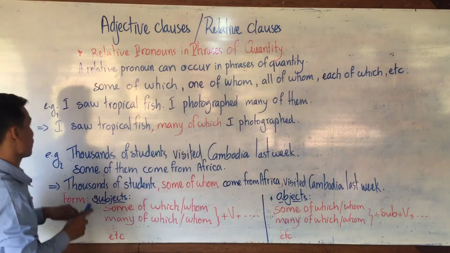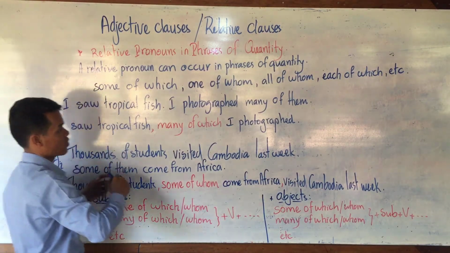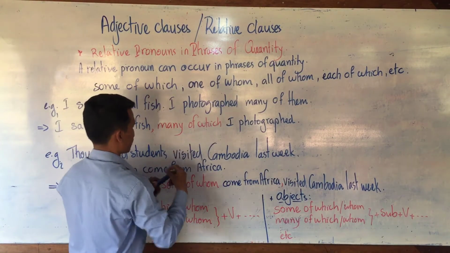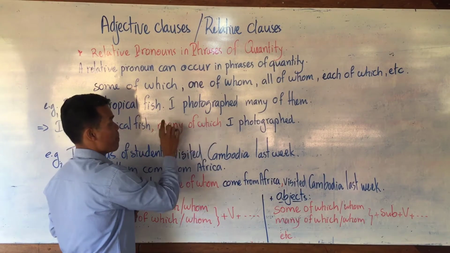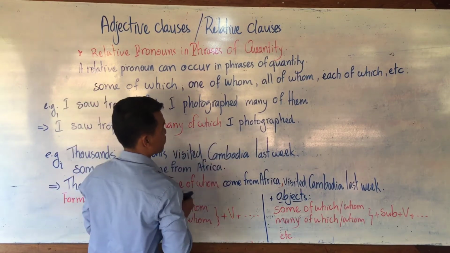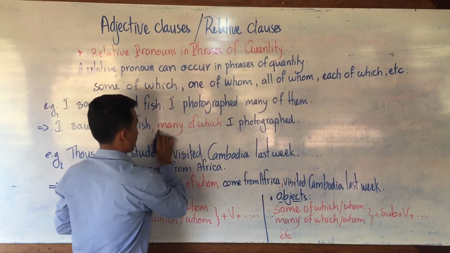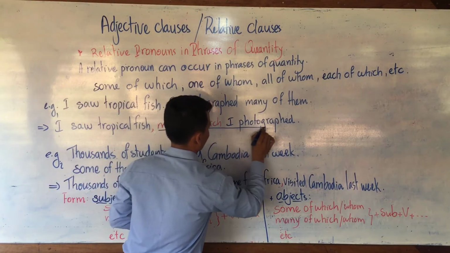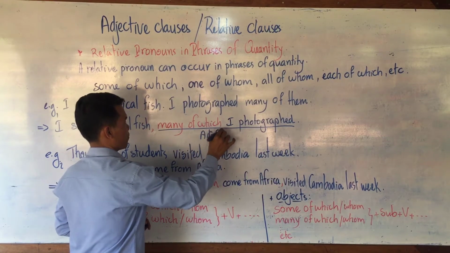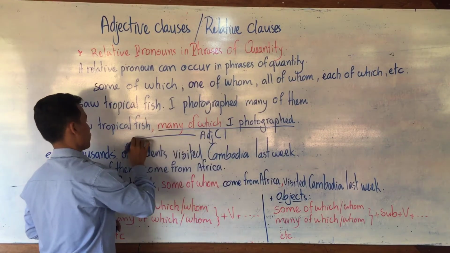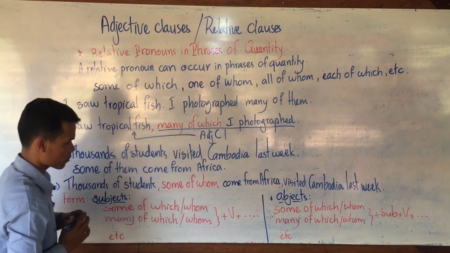Okay, look at the example. I saw tropical fish, many of which I photographed. Fish refers to things. It is not a person. That's why we use which. Many of which I photographed: from many of which to photographed is the adjective clause modifying tropical fish.